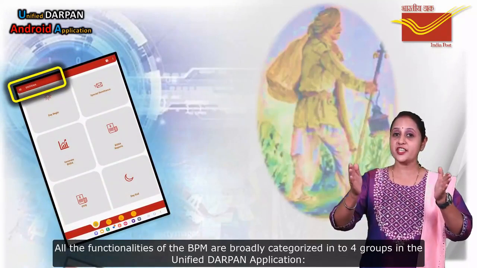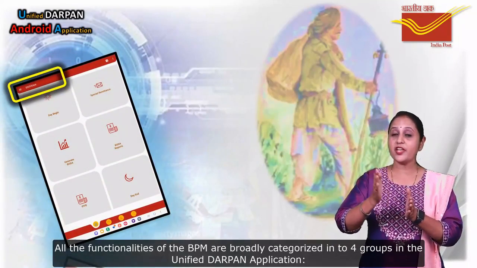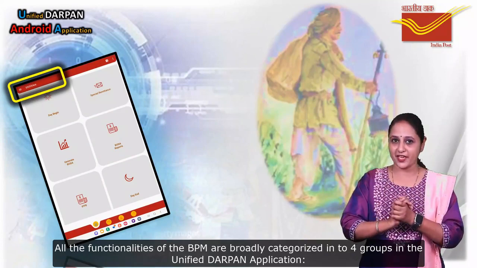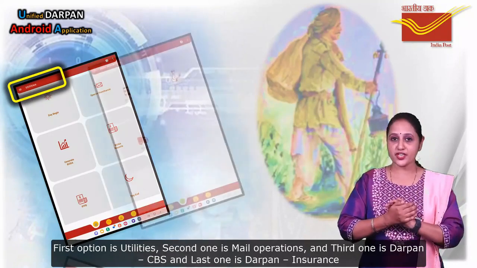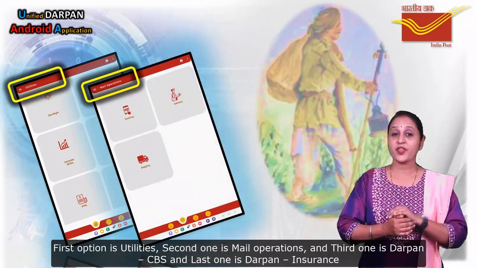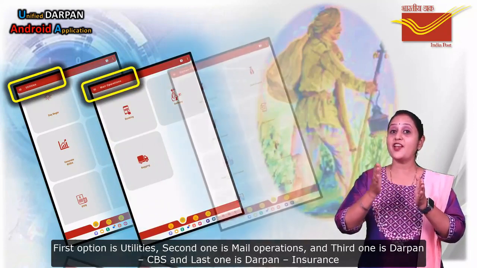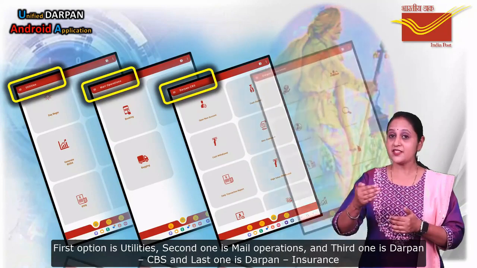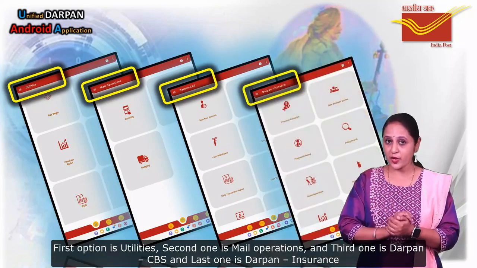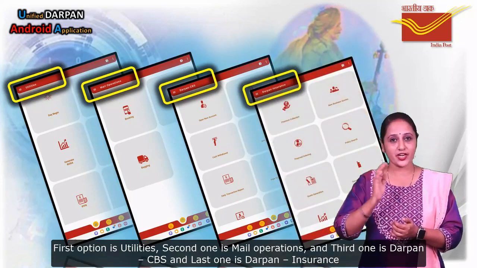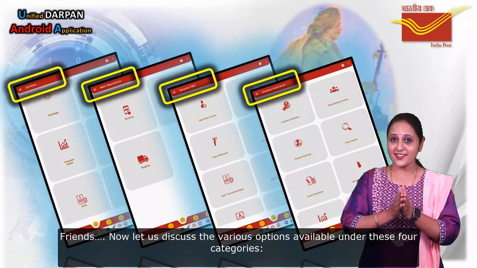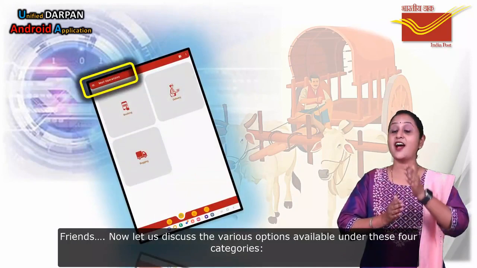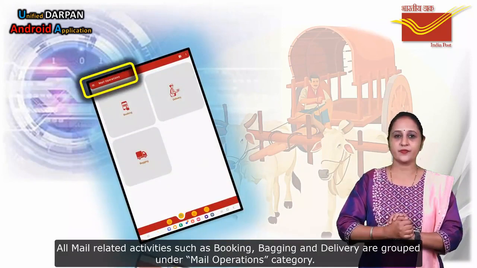All the functionalities of the BPM are broadly categorized into four groups in the Unified DARPAN application. First option is utilities. Second one is main operations. And the third one is DARPAN CBS. And last one is DARPAN insurance. Friends, now let us discuss the various options available under these four categories.